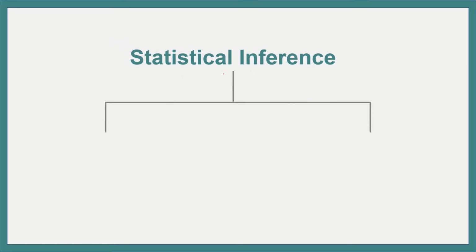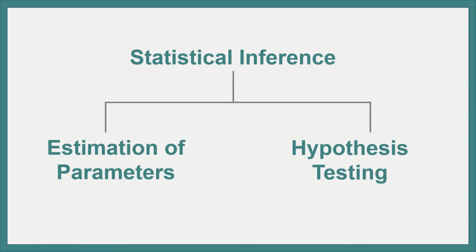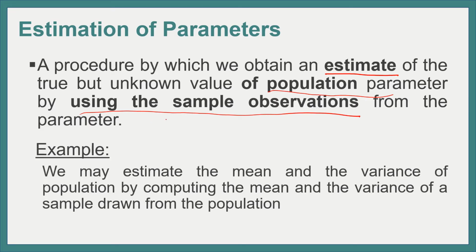We can do statistical inferencing in two ways. We can estimate the parameters or we can perform hypothesis testing. Estimation of parameters is a procedure by which we obtain an estimate of the true but unknown value of a population parameter by using the sample observations. So for example, we may estimate the mean and the variance of the population by solving for the mean and the variance of the sample.